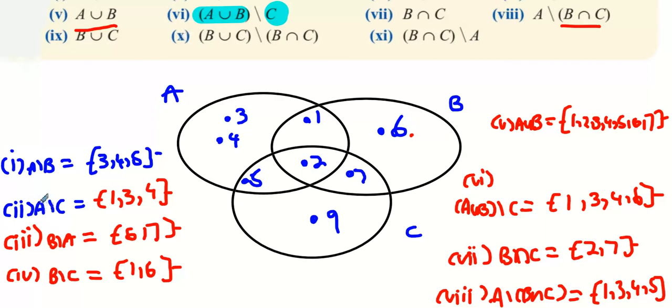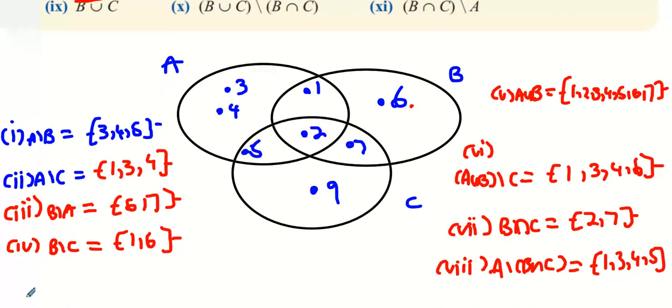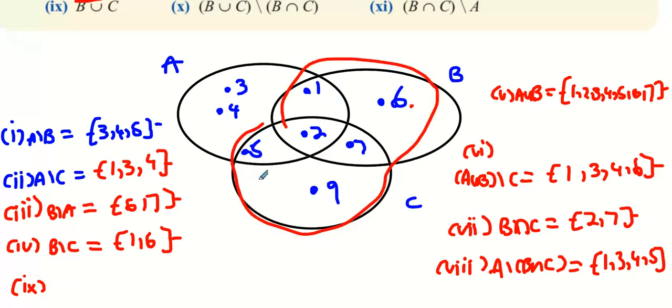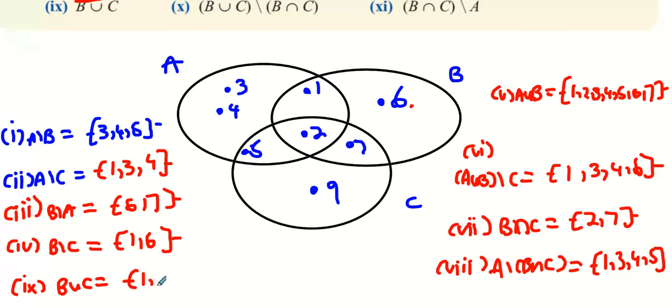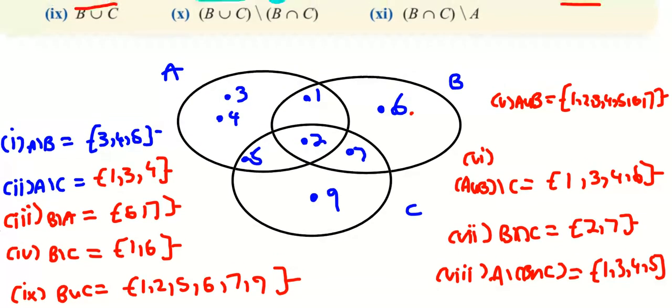Part 9, B union C. Everything in B and in C will be everything in this region here: 1, 2, 5, 6, 7, 9. Okay. The next one, part 10.